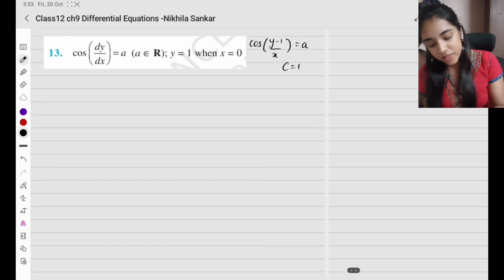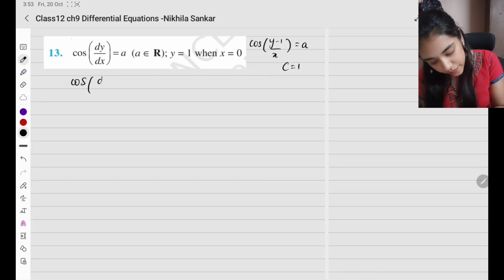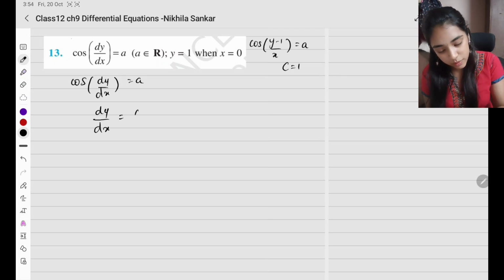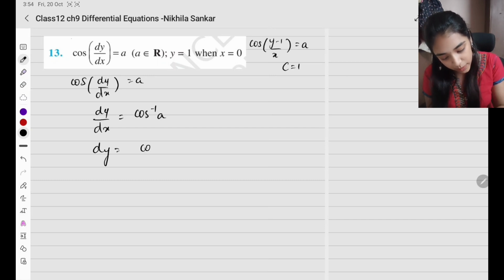Question number 13. So I have cos of dy by dx equals a. If I want dy by dx separately, I'm going to take cos inverse on both sides. So I have cos inverse of a. dy equals cos inverse of a times dx.